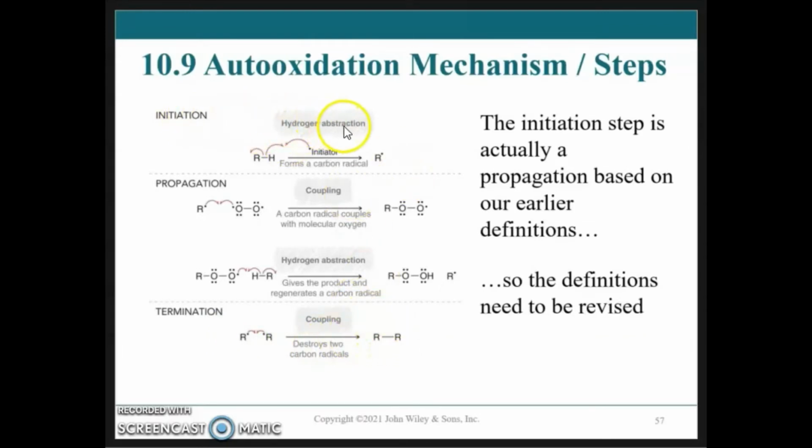We call this the initiation, but this is actually a propagation step. We have a radical initiator on the reactant side, and we have a single radical on the product side. So the definitions that I've been using about a change in net radical number, this is a propagation step, and that's what I want you to remember. If you haven't been paying attention to that, you may have been thinking that anytime there's homolytic bond cleavage, that's a radical initiation step, and that is not always the case.